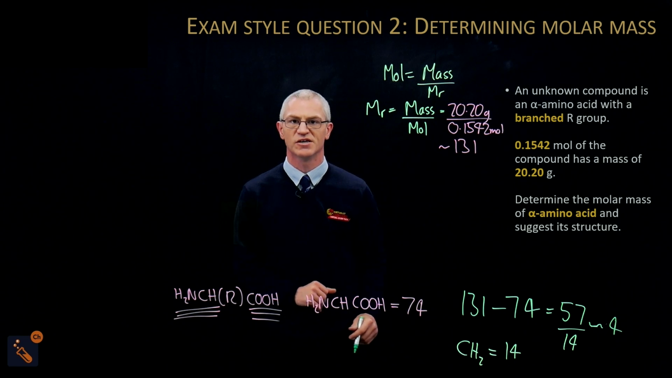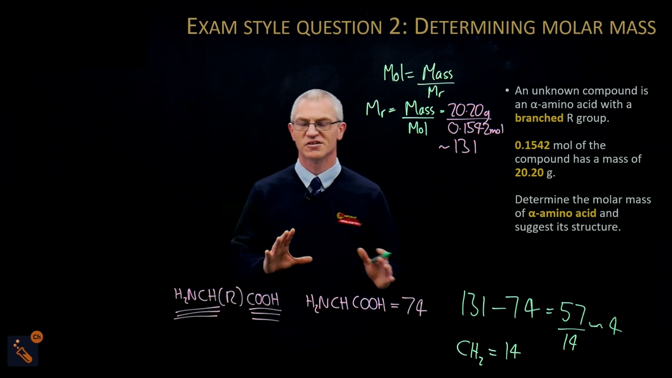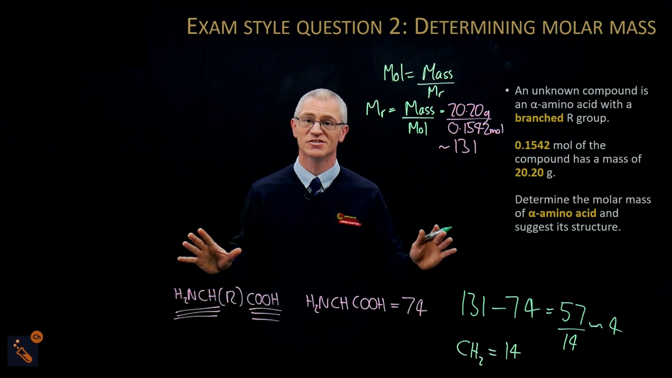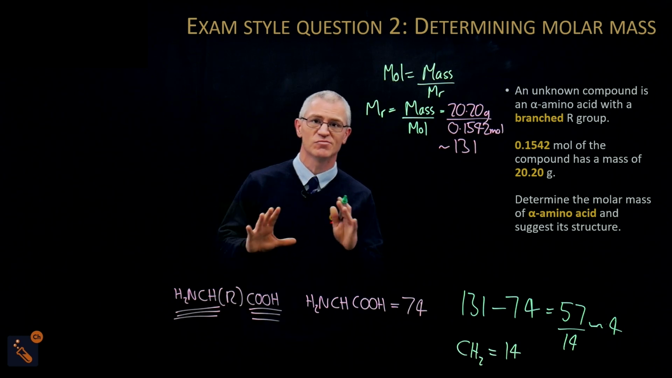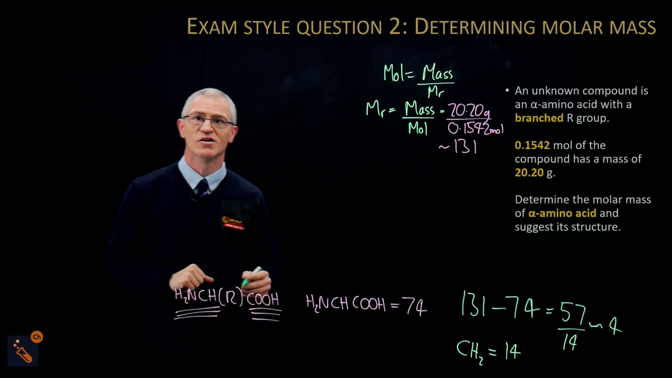Okay, so roughly it comes out as 4. That means there are going to be 4 carbons in our chain. So that's 4 carbons in our chain. So we can start playing around with structures. So let's start playing around with our structures.